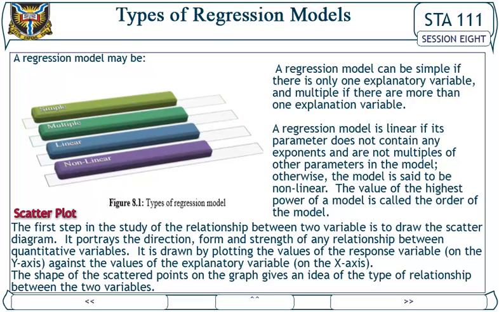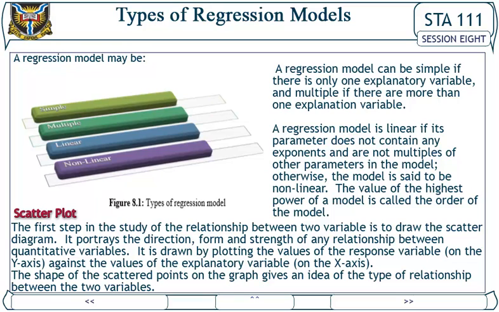Types of regression models. A regression model may be simple, multiple, linear, or non-linear. A regression model is simple if there is only one explanatory variable, and multiple if there is more than one explanatory variable. A regression model is linear if its parameters do not contain any exponent and are not multiples of other parameters in the model. Otherwise, the model is said to be nonlinear. The value of the highest power of a model is called the order of the model.